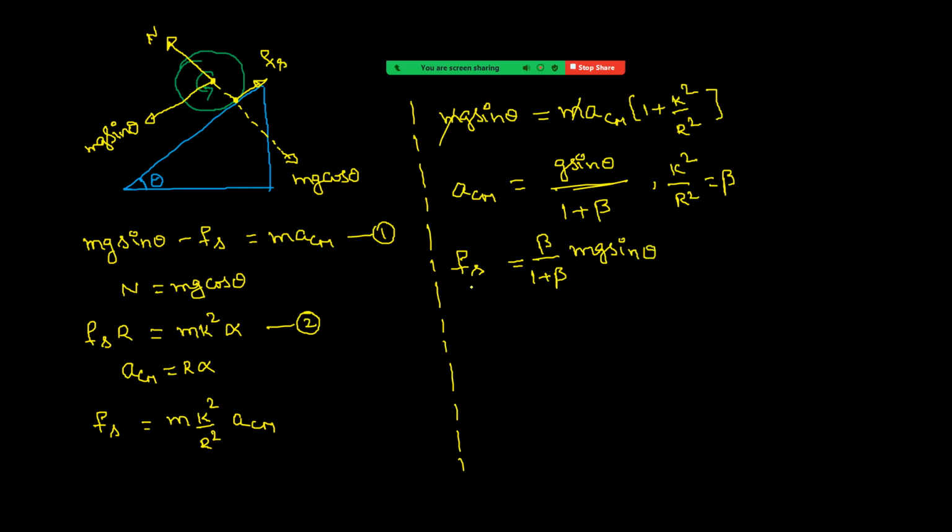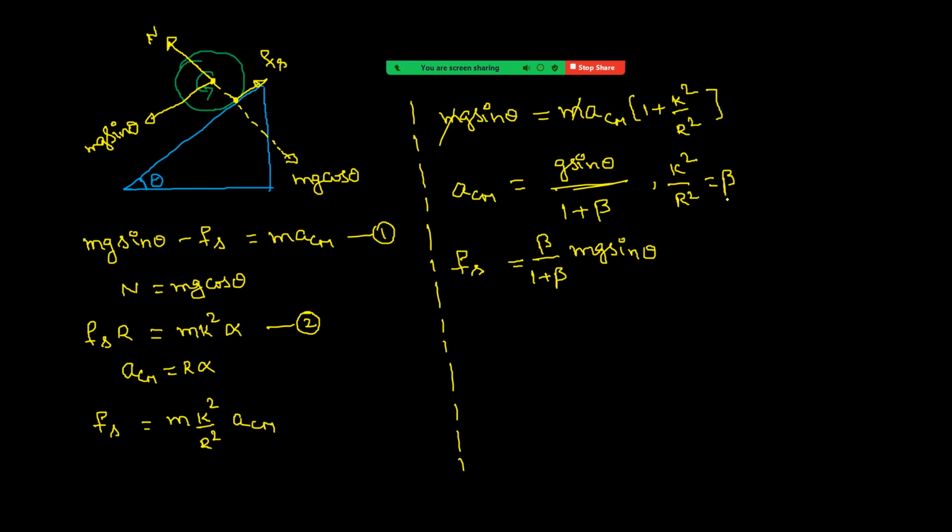Okay. Cross check once. This is beta. So beta upon 1 plus beta. Remaining is now mg sin theta. This is now static friction. And we are knowing the value of beta, right?